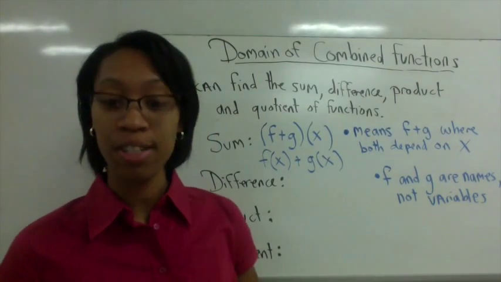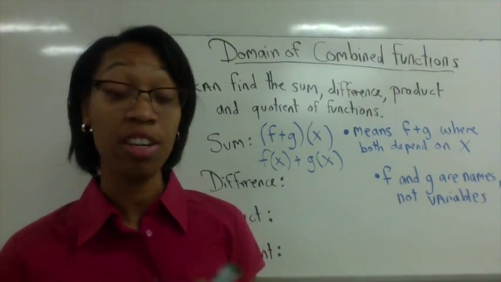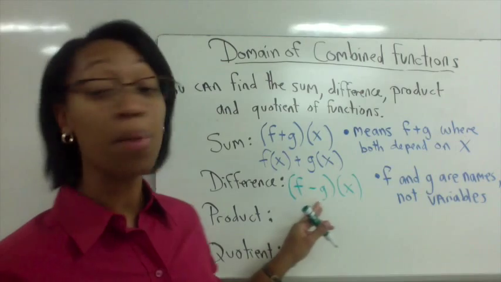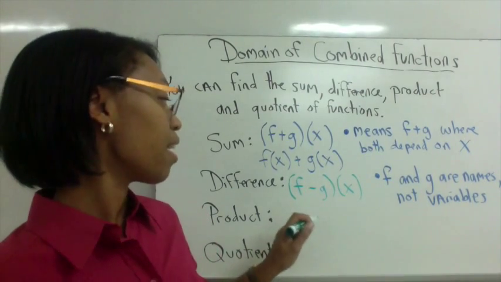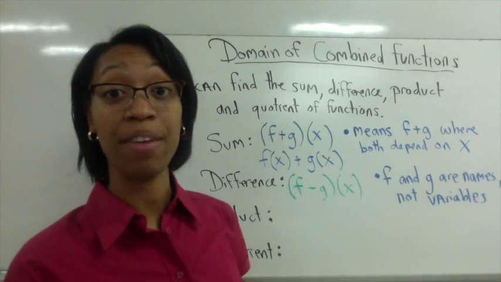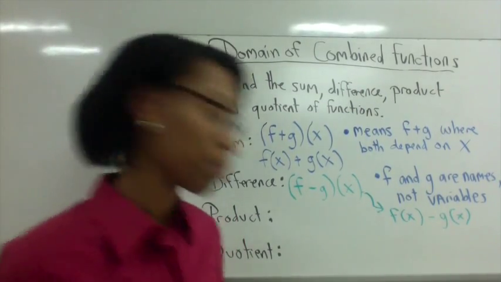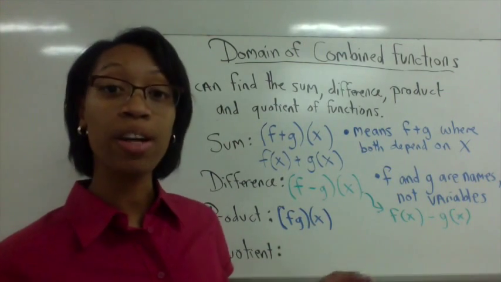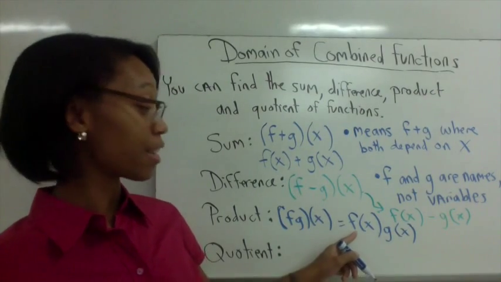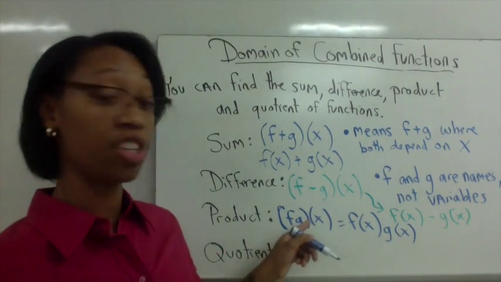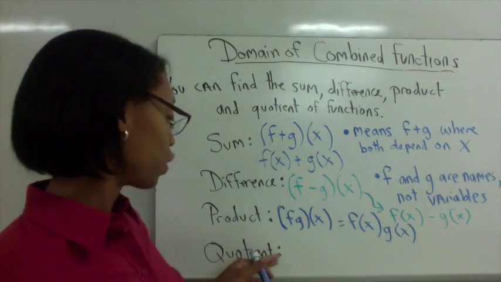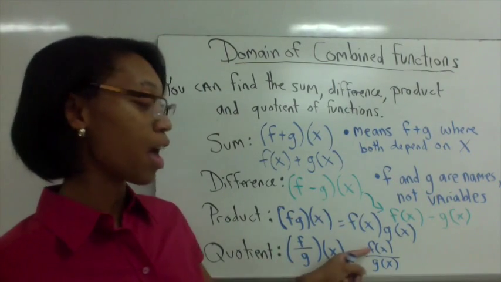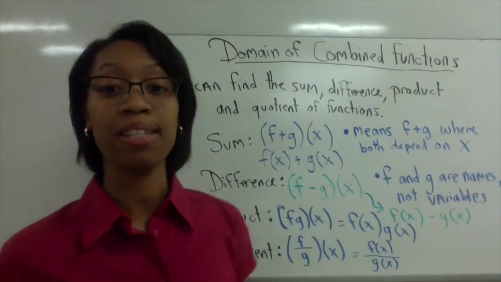Okay, so the difference might look like this, f minus g. But the difference could also be written as f of x minus g of x. The product can be written like this, fg, like f times g, or it can be written as f of x times g of x. And then the quotient can be written f over g of x, or f of x over g of x. Those mean the same thing.